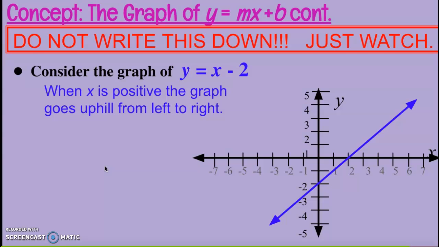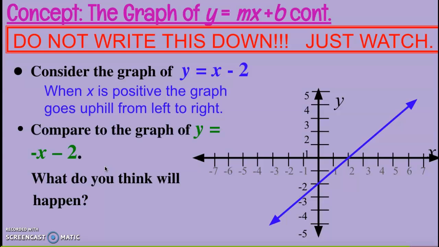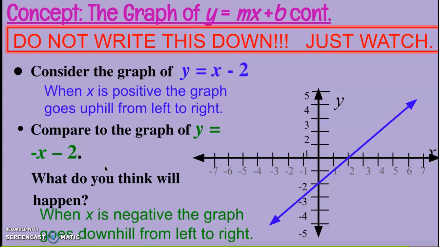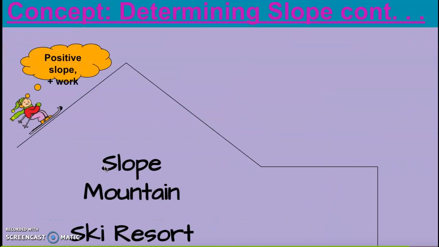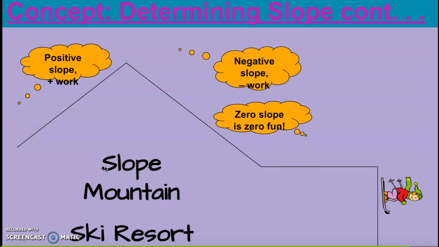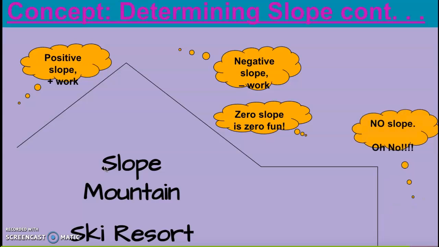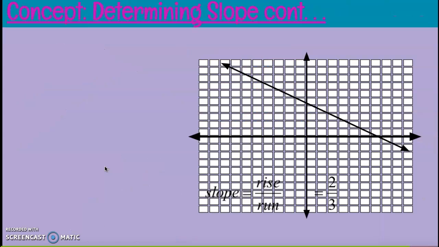When x is positive, the graph goes uphill from left to right. Now compare the graph of y = -x - 2. If it's negative x minus 2, that means the line is going to be going downward from left to right. Okay, positive slope, negative slope, and no slope, and oh no, down he goes.